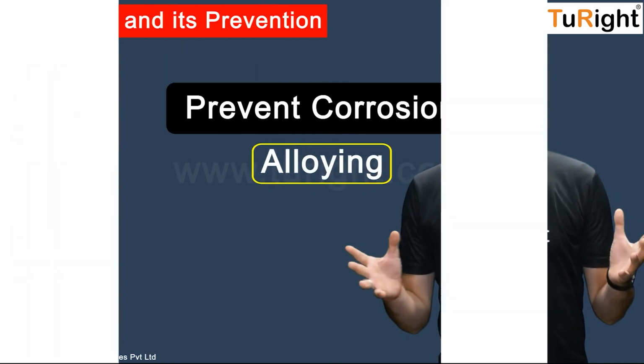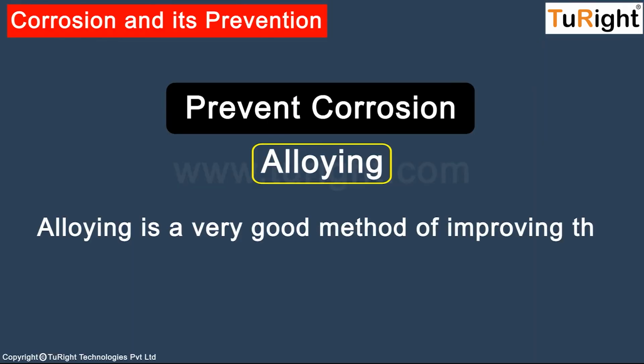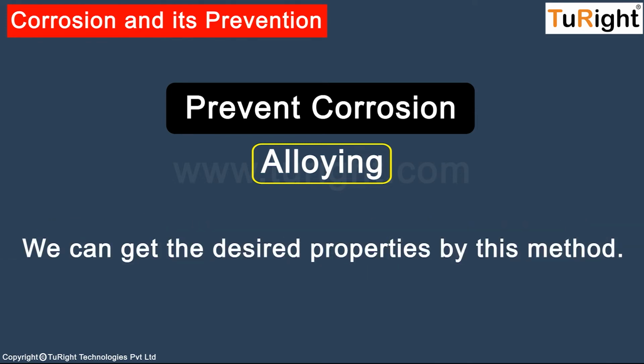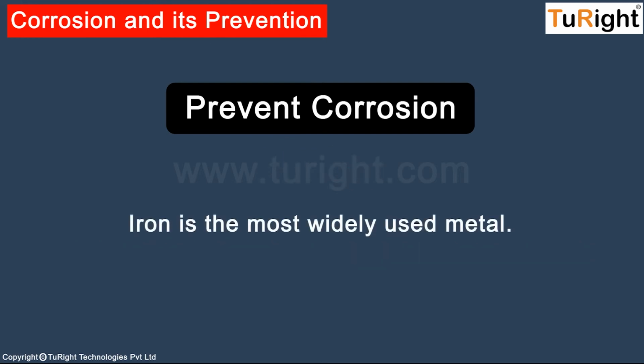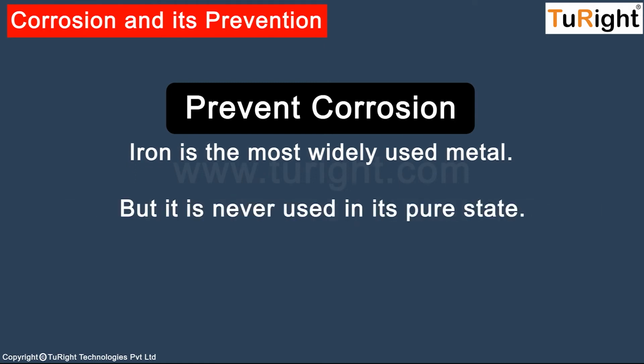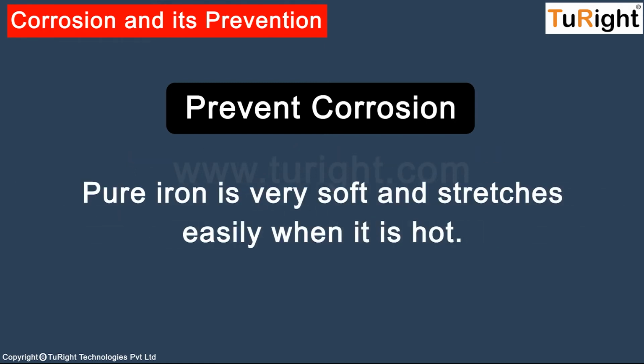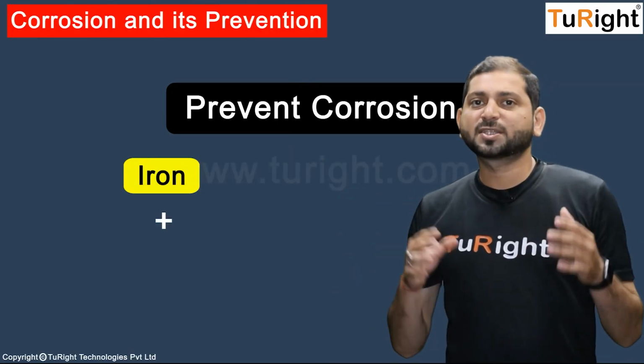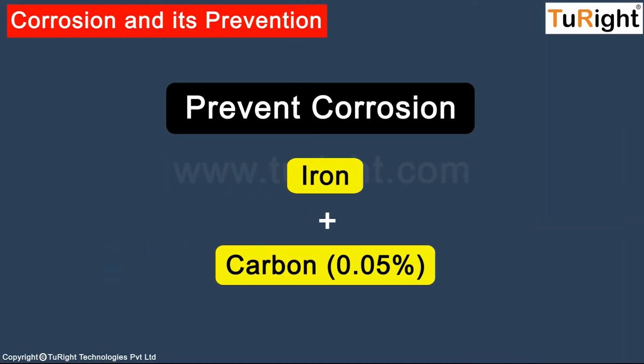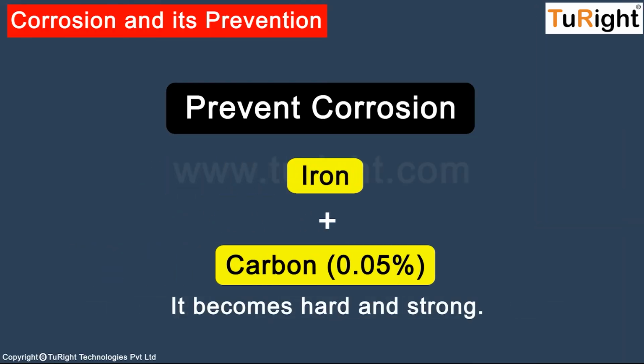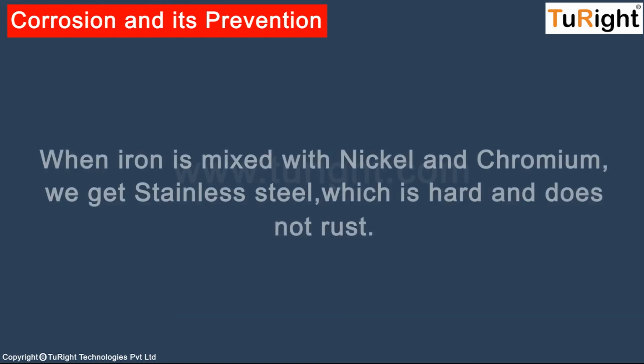Now, what is alloying? Alloying is a very good method of improving the properties of a metal. We can get the desired properties by this method. For example, iron is the most widely used metal, but it is never used in its pure state. This is because pure iron is very soft and stretches easily when it is hot. But if it is mixed with a small amount of carbon, about 0.05%, it becomes hard and strong. When iron is mixed with nickel and chromium, we get stainless steel, which is hard and does not rust.